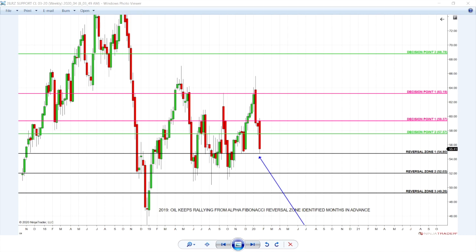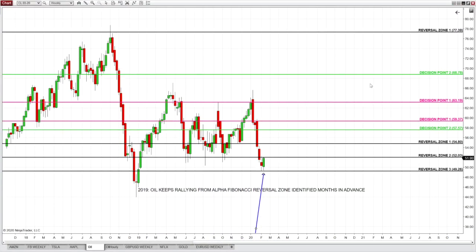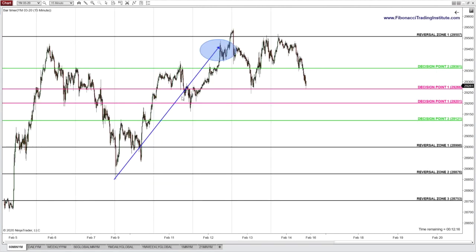So this is how oil looked a few weeks before. Everyone seeing this? Simple. 54 critical support, 52 is next. And that's where oil is rallying from. Ultimate bottom. Not the place to ever short near. The place to monitor for bullish reversal. And that's the exact same thing Dow had done.